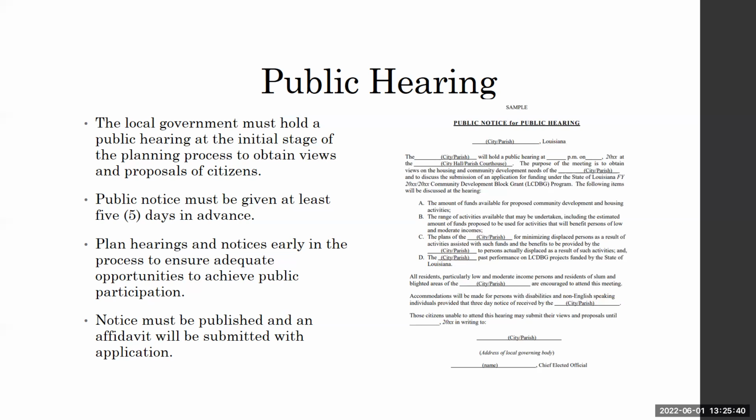Your notice has to include the items shown in this sample: the amount of funds available, the range of activities to be undertaken, the plans for minimizing the displacement of persons, and the local government's past performance. These have to be discussed at your hearing. Persons of low to moderate income must be encouraged to attend, and you also need to include information on how to comment. Make sure that you retain your roster of attendance and the written minutes. We'll review those when we monitor.